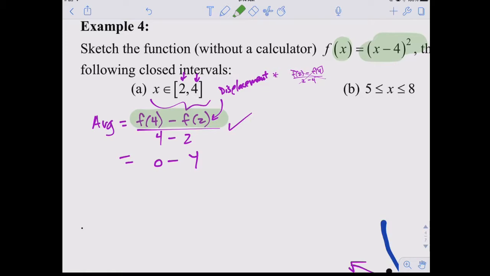2 minus 4 is negative 2. Negative 2 squared is 4. There's your numerator. And, of course, what's the denominator? 4 minus 2 is 2, and we end up with negative 2 as an answer.